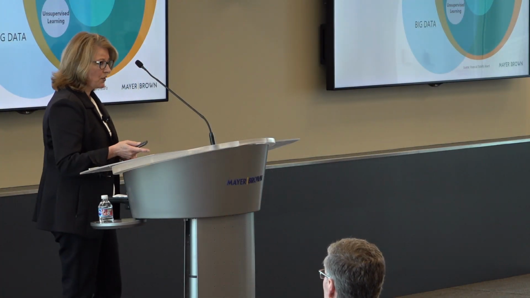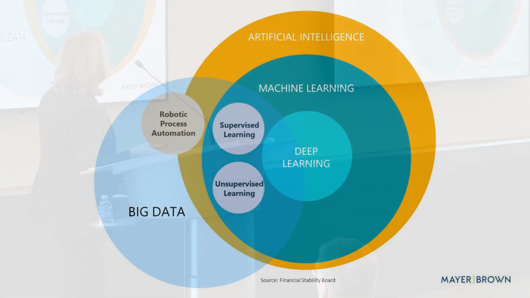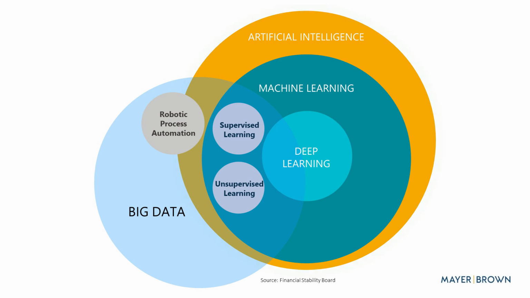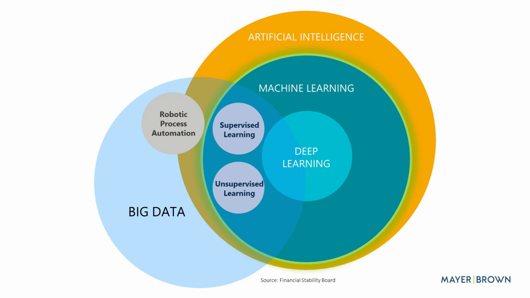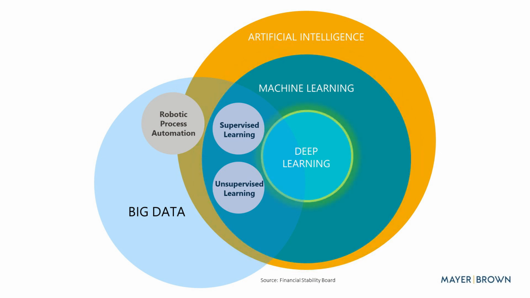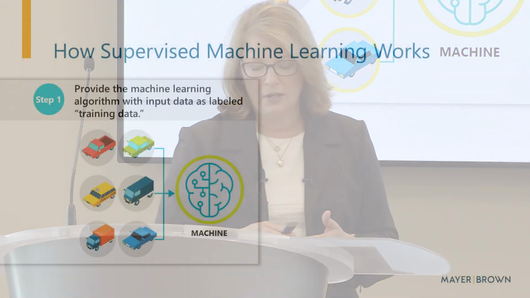And it has these various components that are depicted on the chart here, starting with artificial intelligence generally, moving into machine learning, which we'll talk about in a moment. Deep learning is more complex neural networks. And with machine learning, you have supervised and unsupervised learning, which we will briefly cover. Now, robotic process automation is also sometimes thought of as artificial intelligence, but we're not going to spend much time talking about that today.